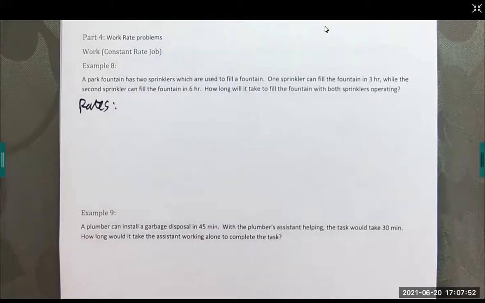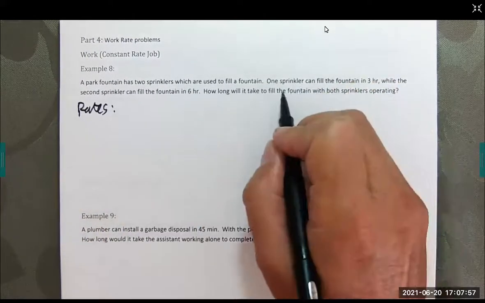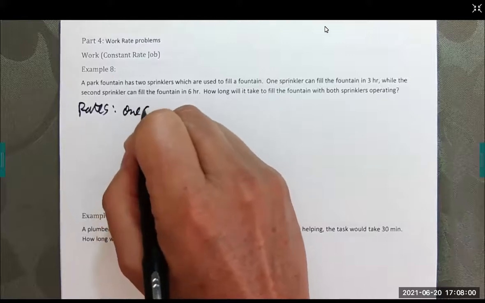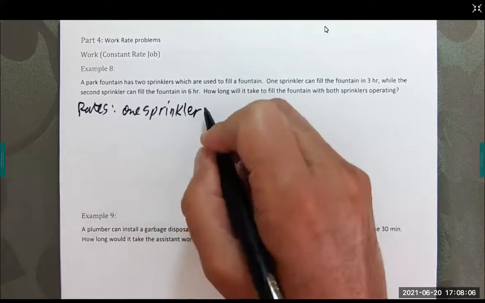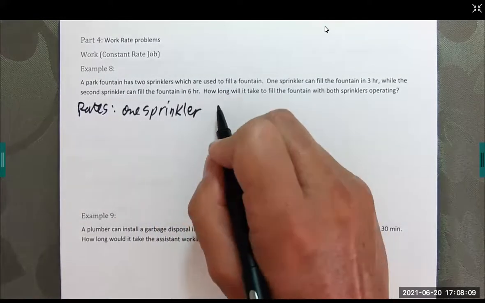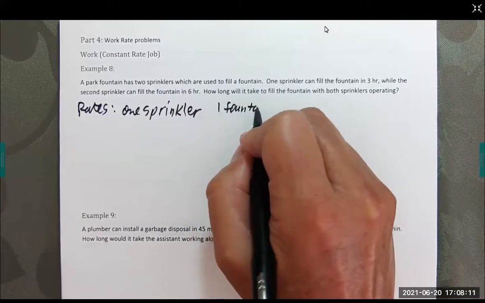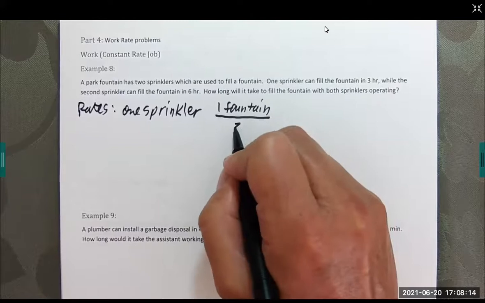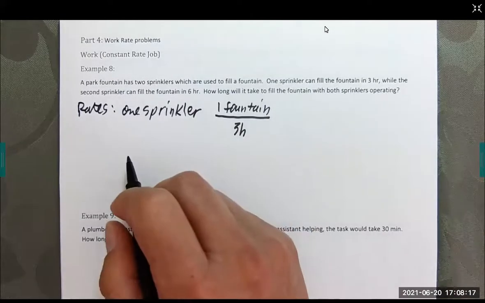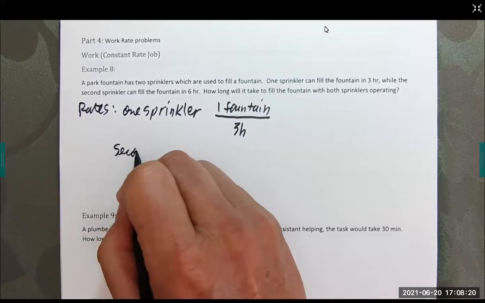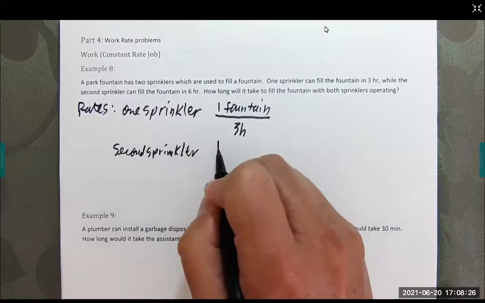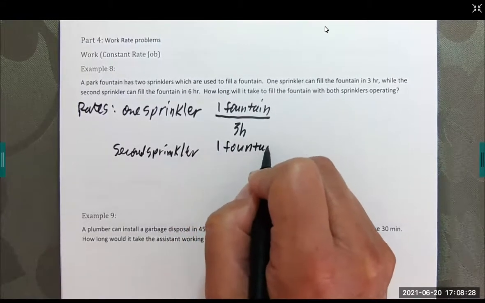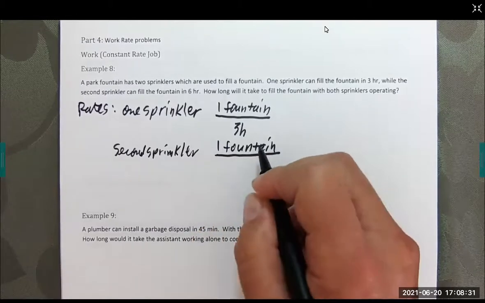And let's start with the first sprinkler that they mentioned, the one sprinkler. The rate is going to be one fountain in 3 hours. The second sprinkler can do the one fountain in 6 hours.